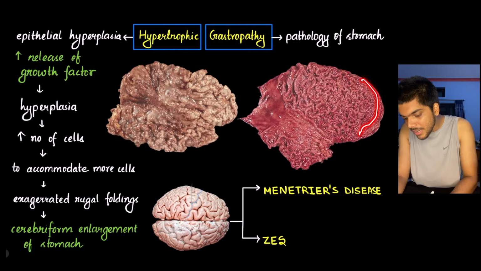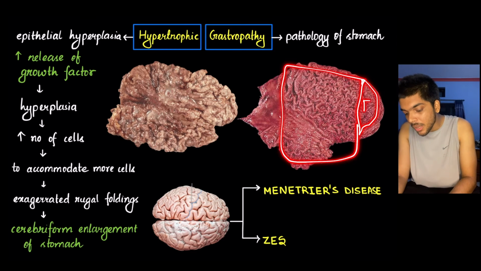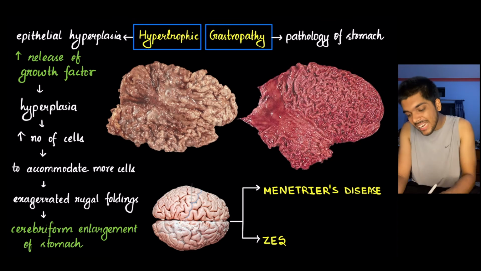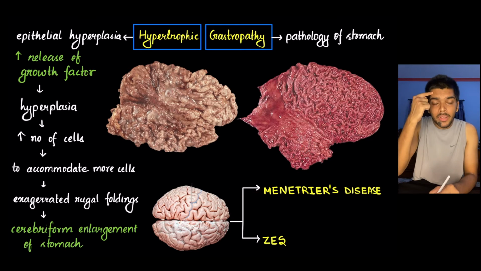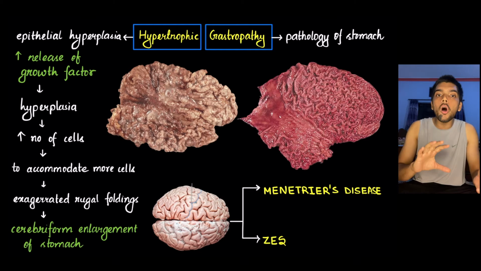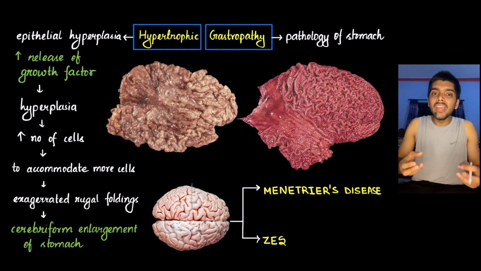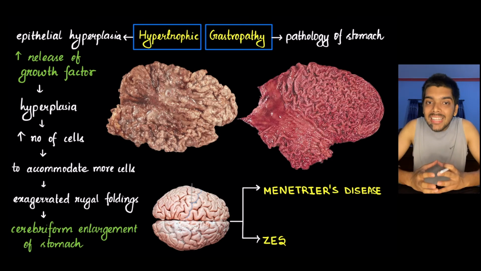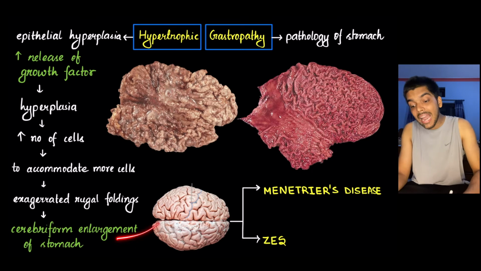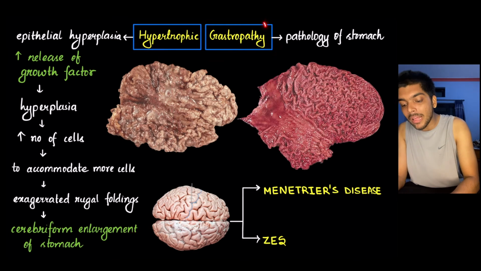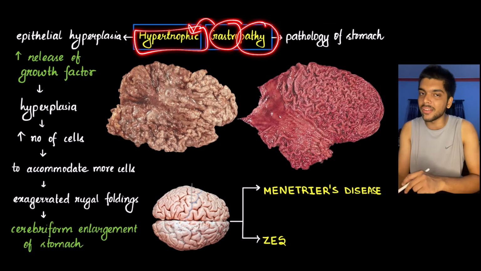But look at the fundus of the stomach. Look at the body of the stomach. The fundus and the body shows that exaggerated rugal folding. So much rugal folding. See, the rugal folding is so highly exaggerated. As a result, it looks like what? It looks like your cerebrum. And that is why it's called cerebrum appearance of the stomach. And since due to this rugal folding and due to increased number of cells, the stomach has increased in size, it is called cerebriform enlargement of stomach. That's why hypertrophic gastropathy, pathology of stomach that results in increased size of the stomach.